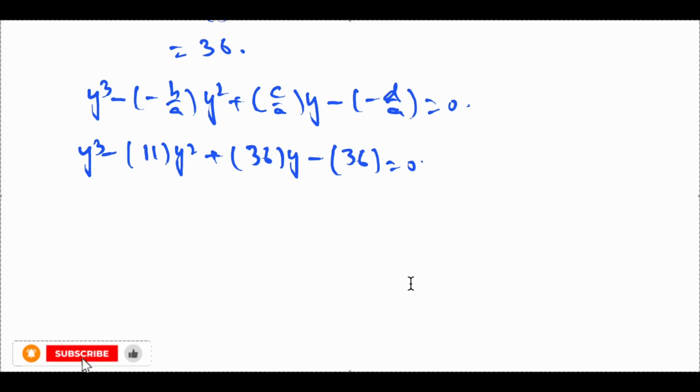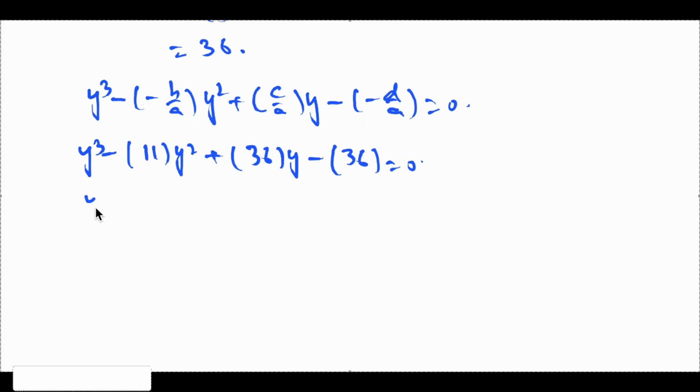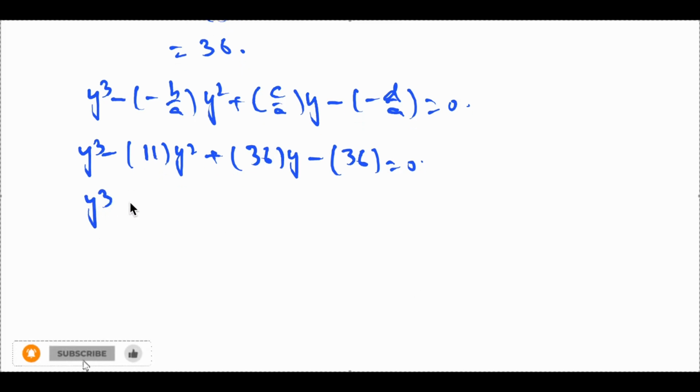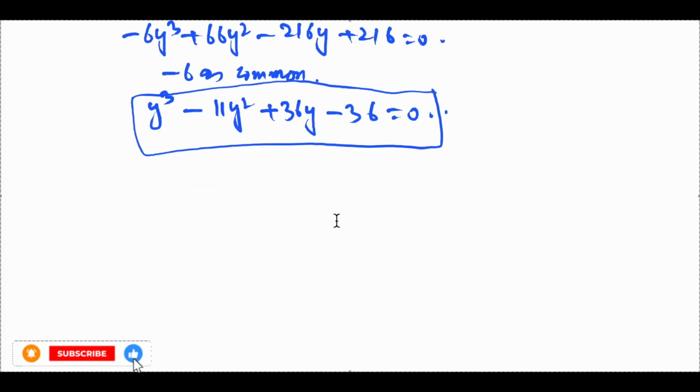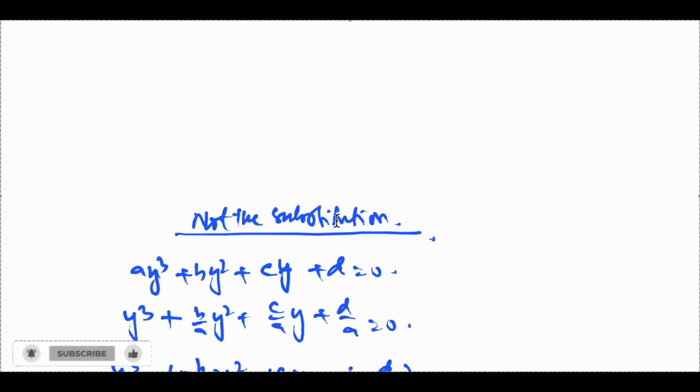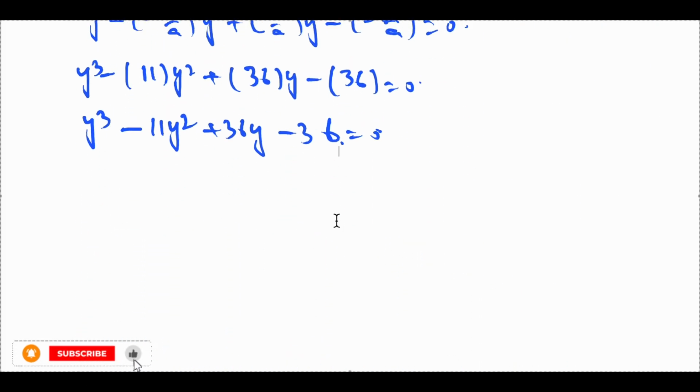This method is always valid for all equations. If the substitution method fails, we can use this one. Although that's not in your course, it is for further maths at Cambridge level. So y cubed minus 11y squared plus 36y minus 36 is equal to 0, and this is the same equation as we obtained in the special substitution method. You can see the exact same equation. So we can solve this equation.